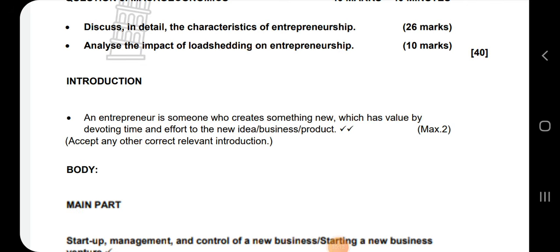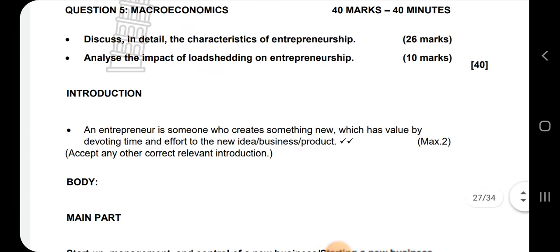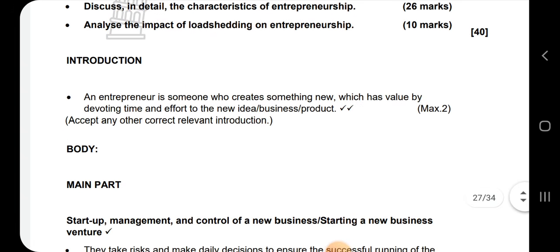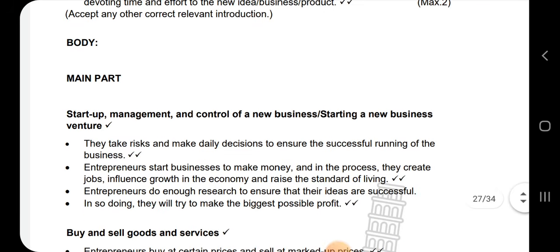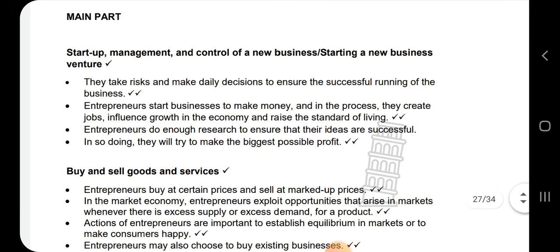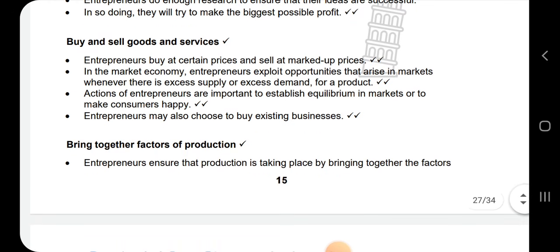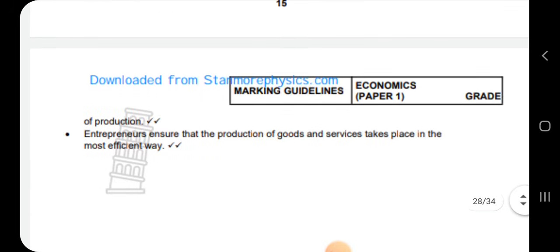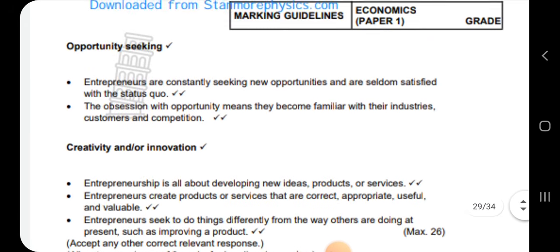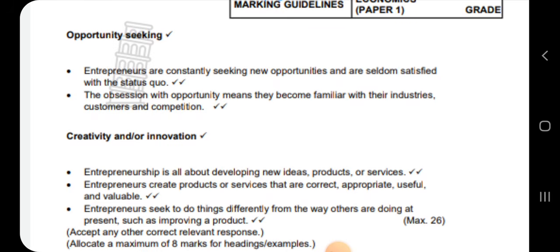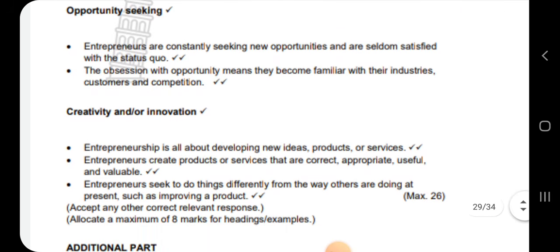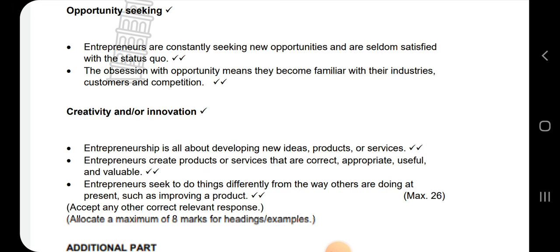So these are the characteristics of entrepreneurship. We discuss what an entrepreneur is, and then the main part, the characteristics: startup, manage, control of a new business, starting of a new business venture, buy and sell goods, bring together factors of production, and then opportunity seeking. Entrepreneurs seek opportunities and they are creative and innovative.